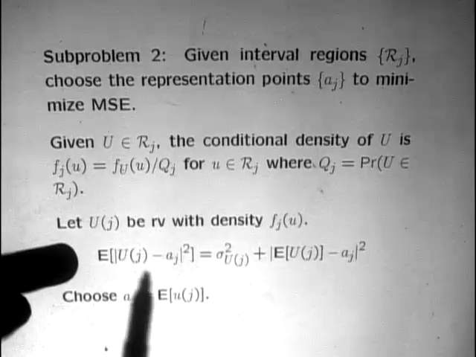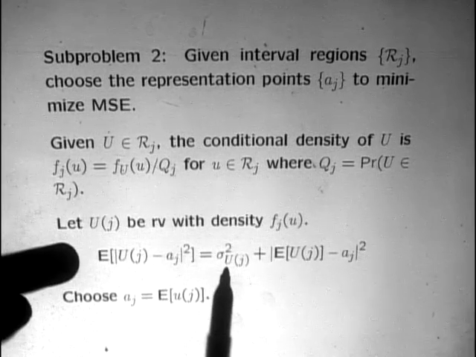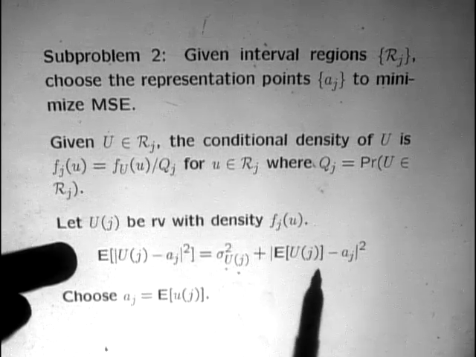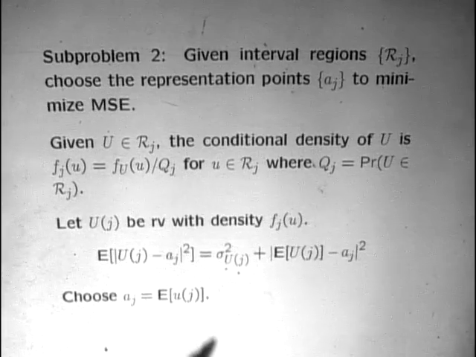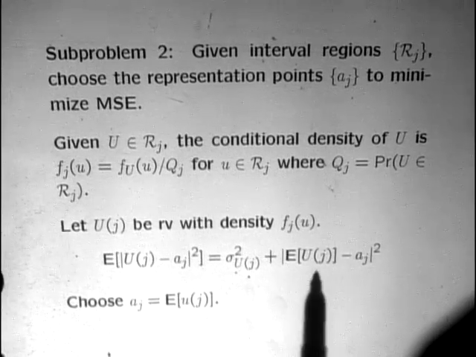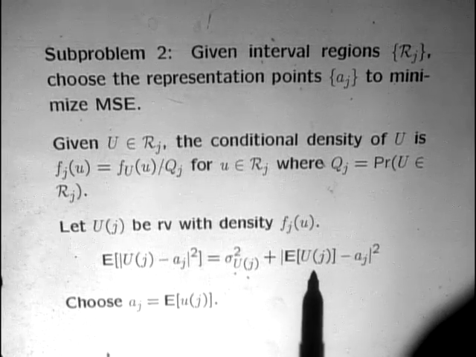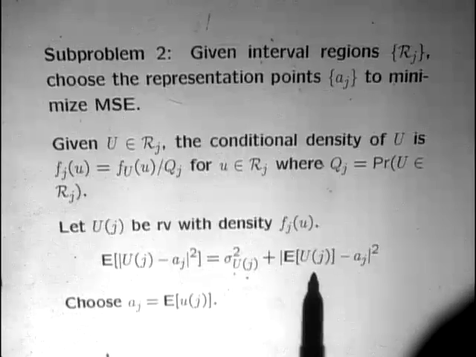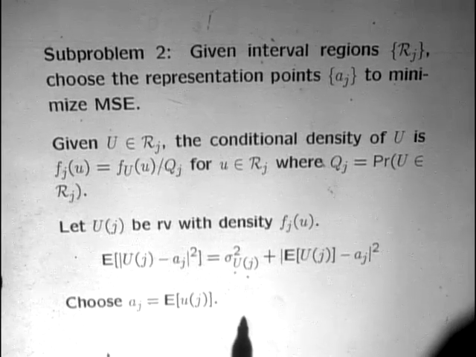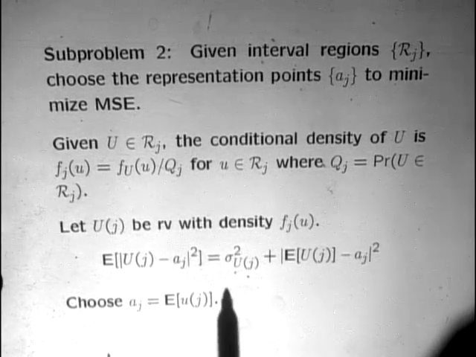The expected value of u of j minus a of j, quantity squared, as you all know, is sigma squared of u of j plus the expected value of u of j minus a sub j, quantity squared. How do you minimize this? Well, you're stuck with this term. This term, you minimize by making a sub j equal to the expected value of u of j, which is exactly what you said. Namely, you set a of j to be the conditional mean of u of j conditional on being in this interval. It's harder to say mathematically than it is to see it.